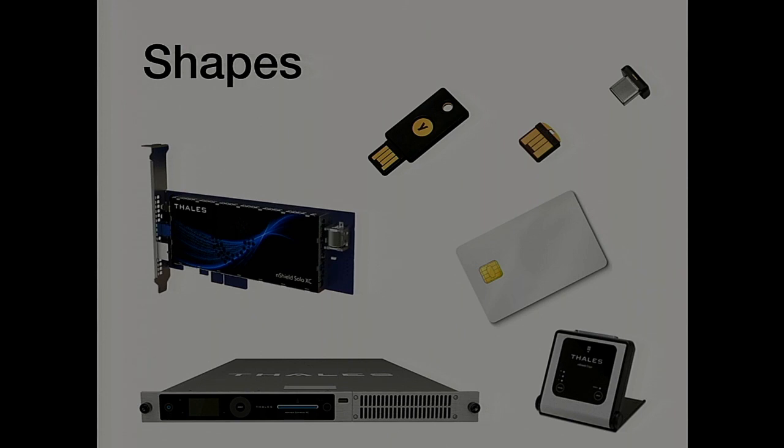Shapes, so those cards, there's several different form factors. The one that I'm using here now is a USB-C. It's almost invisible. That's the top right one. That's the one they have here. They have USB-C, USB-A. There's several manufacturers. The one that I'm using here is from Yubikey. They are called Yubikeys.